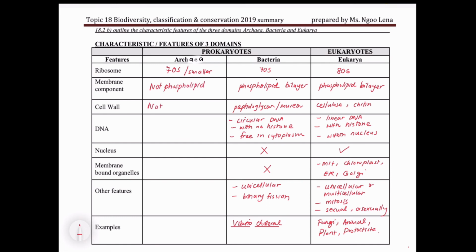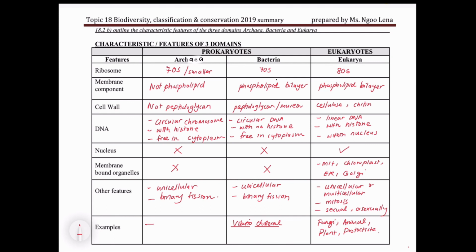Cell wall, not peptidoglycan or not murein. As for DNA, it is still circular, but is known as a circular chromosome as it is associated with histone protein. And it's different in this way, but yet it's suspended in cytoplasm as they have no nucleus, no membrane-bound organelles, and it's also unicellular and divides by binary fission.